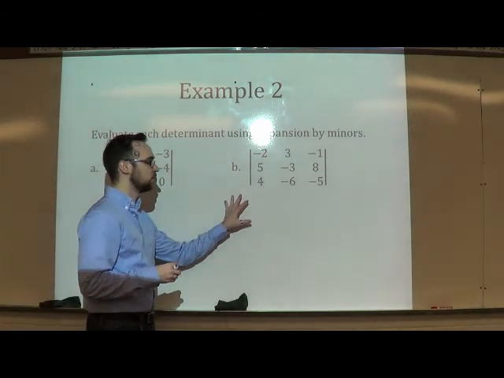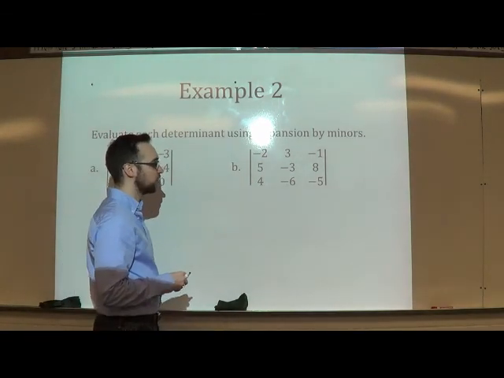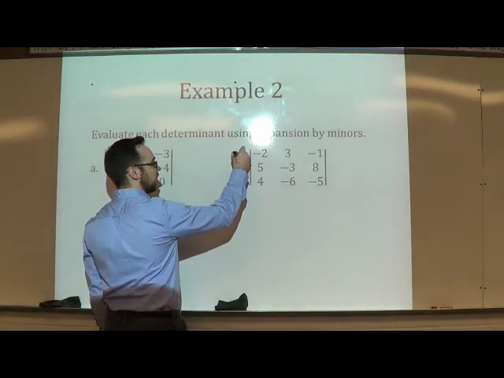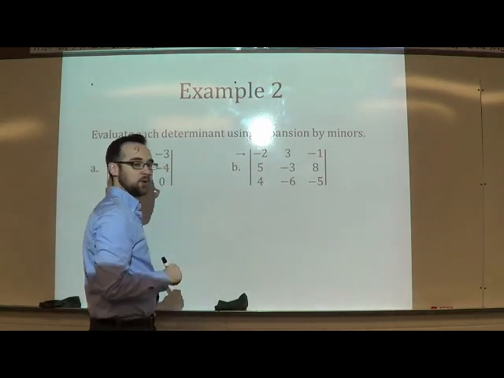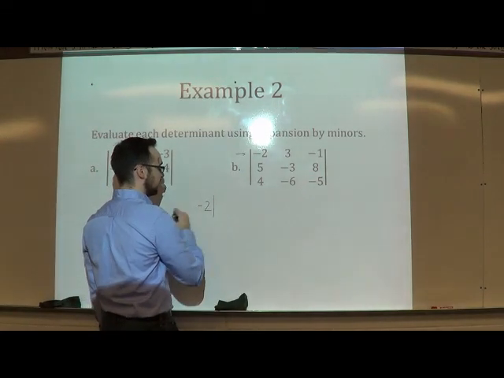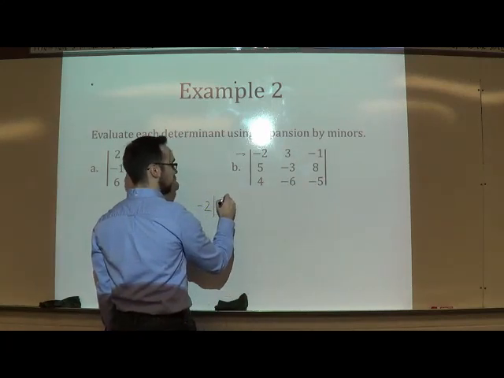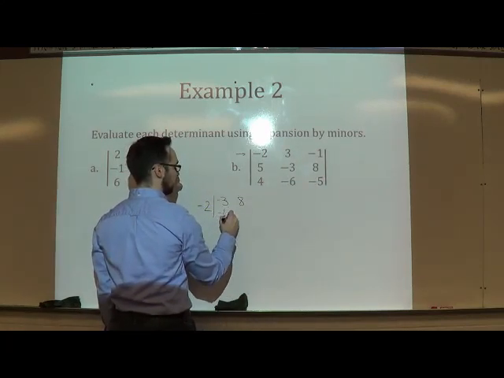Now there are no zeros in here, so there's really no rows or columns that are more convenient than anything else. So I'm just going to go ahead and we're going to focus on that first one. So I'm going to go ahead with a -2 times the determinant. I eliminate this row and this column, so we're left with -3, 8, -6, -5.